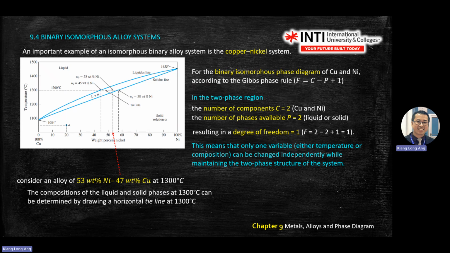Okay, so if we pick one point, for example, 53% nickel, 47% copper at 1300 degrees C, here. The composition of the liquid phase can be determined by drawing a horizontal tie line. So we are teaching you a method to calculate at this point how many percent liquid you have, how many solid you have. It's a very easy formula.